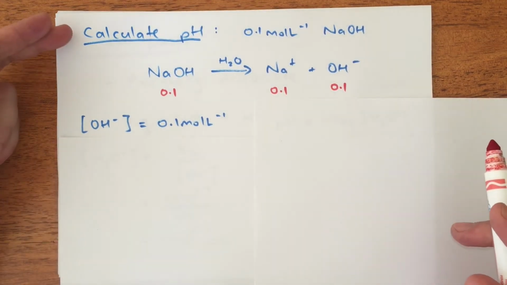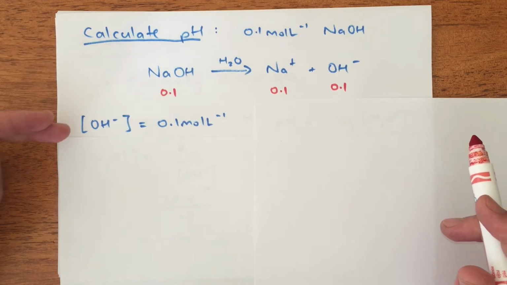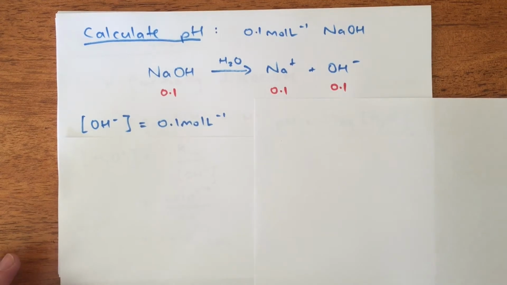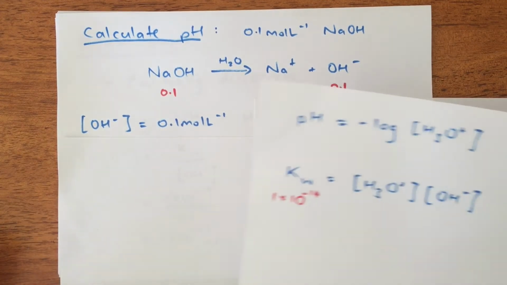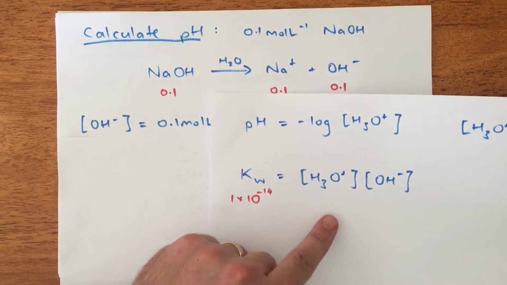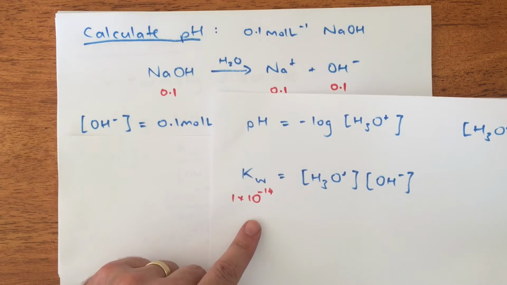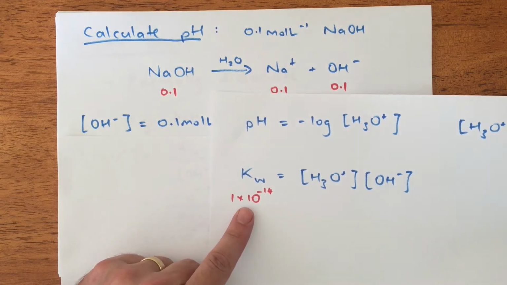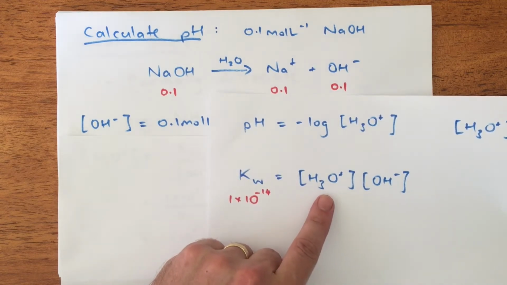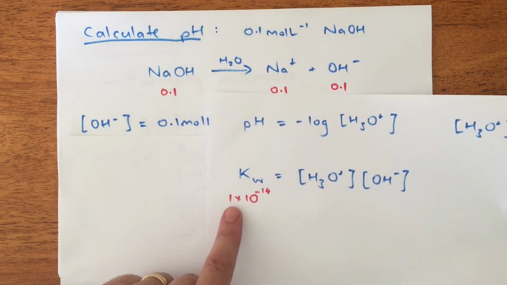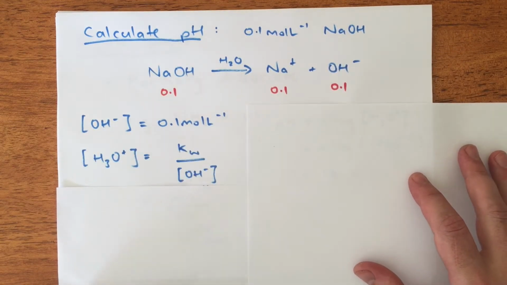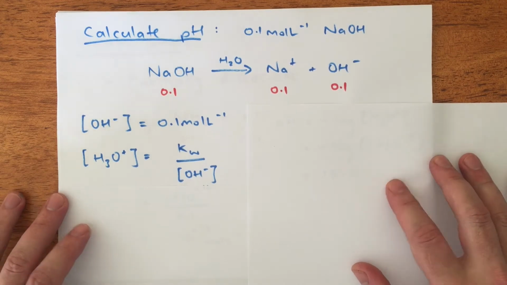Now to find pH, I don't want OH-, I need H3O+. So to find H3O+, I need to rearrange an equation. And that equation is this one here, the Kw equation, where Kw equals H3O+ times OH-. Kw is a constant, it's always 1 times 10 to the minus 14. I can rearrange this equation to find the H3O+ from the OH- and Kw. And its rearrangement looks like this. H3O+ equals Kw divided by OH-.